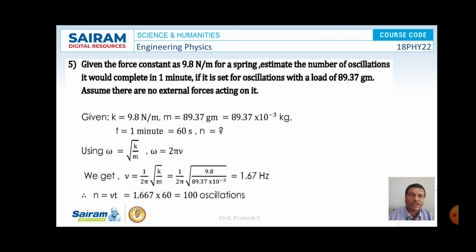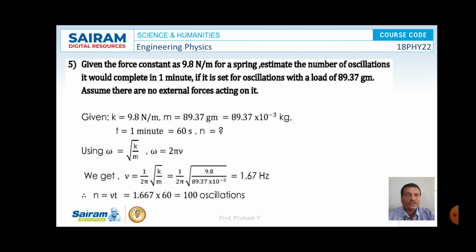So we know that omega is equal to square root of K by M and further omega is equal to 2 pi mu. Therefore mu is equal to 1 by 2 pi into square root of K by M. Substitute the value of K and M here, and on simplification the value of mu is found to be 1.67 Hertz. Further, N is written as mu into T, that is calculated as 100 oscillations. So that's the solution for this problem, that is, the number of oscillations completed in 1 minute is observed to be 100 oscillations.